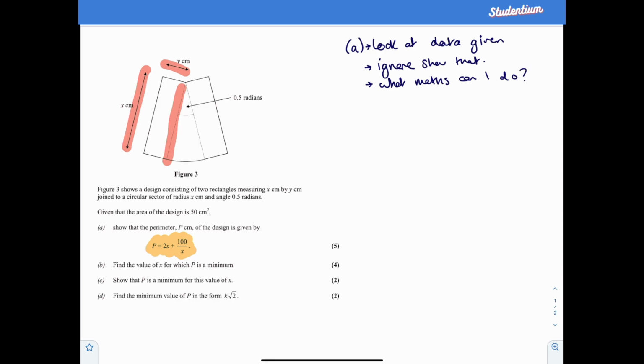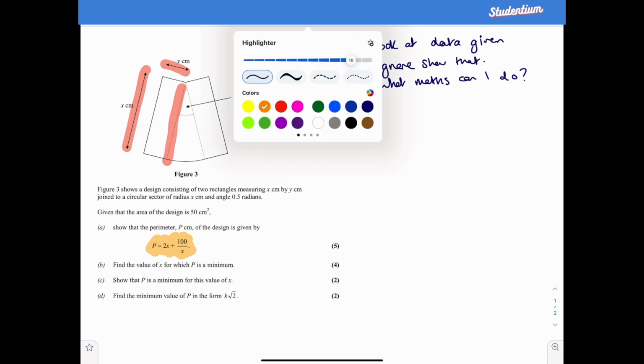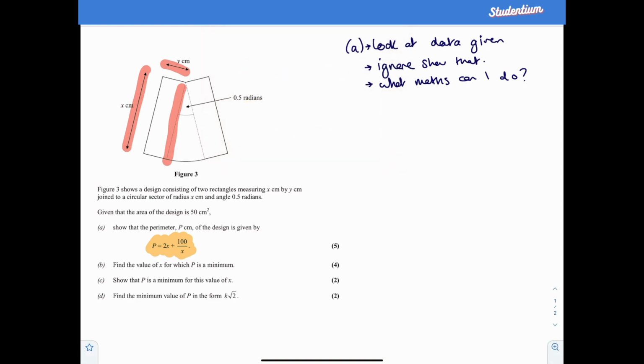So I'm going to have a look at what data they've given me, and highlight the important bits. We're told that the area of the design is 50 centimetres squared, and of course there's all the labelling on the diagram. So what can we do with this? The first thing in my head is, can we work out the area? Because we know what the area equals. So how about we look at the diagram and use our maths knowledge to calculate what the area is, and then put that equal to 50.